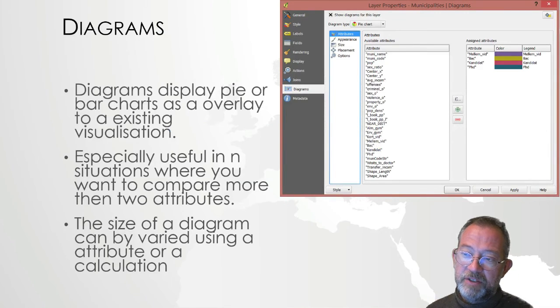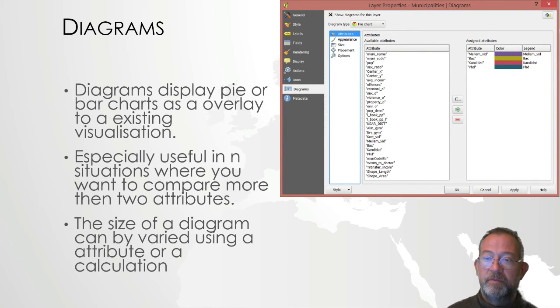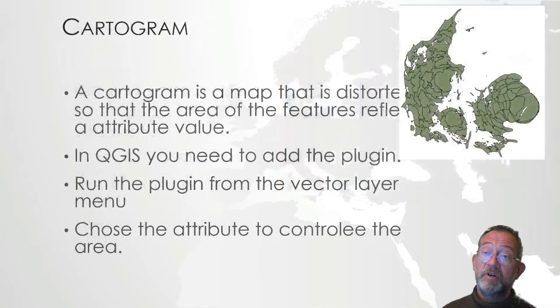So that is using diagrams. We can place them either as pie charts or as bar charts on top, as an overlay of visualizations. They are especially good if we want to compare two or more different values, and we can control the size of these diagrams by an attribute or a calculation based on an attribute.